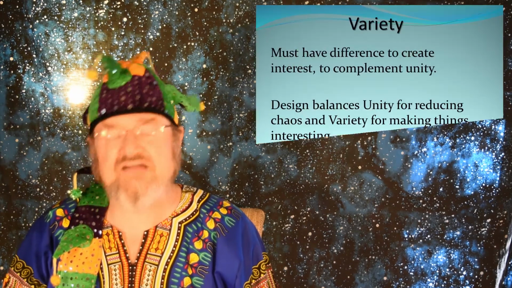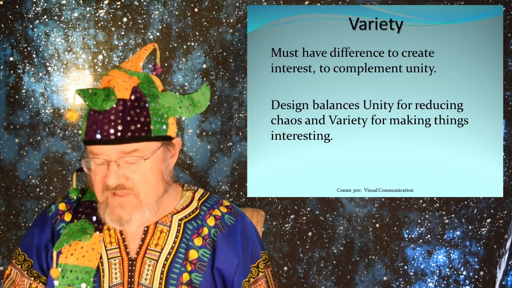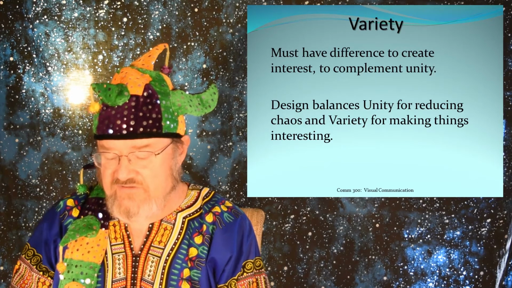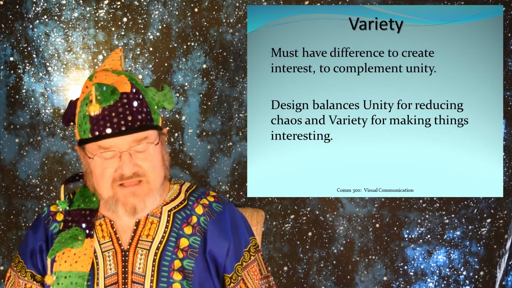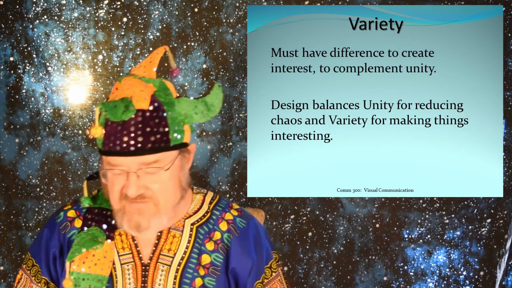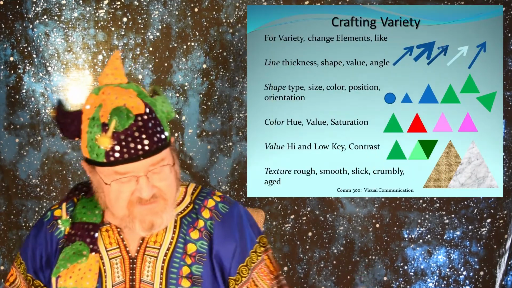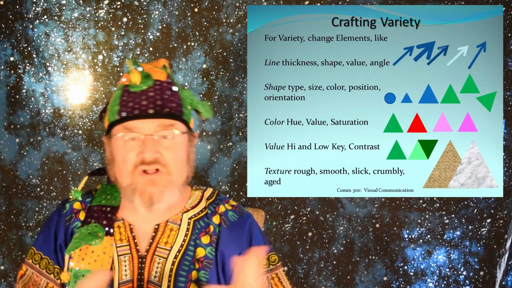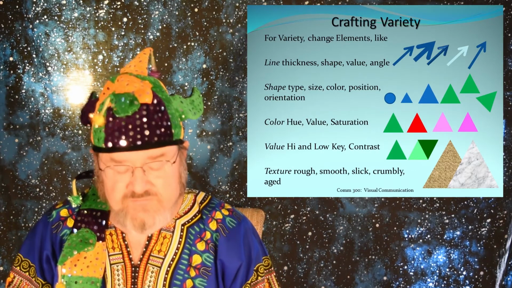But unity can be very boring. Everything is kind of all together and the same. So we want to have variety, and that's the next principle. You have to have difference to create interest, to complement the unity. And so design balances unity to reduce the chaos and variety to make things interesting. So what are things that do variety? Well, line, shapes, colors, values, texture. You can change all of those for variety in your visual imagery.